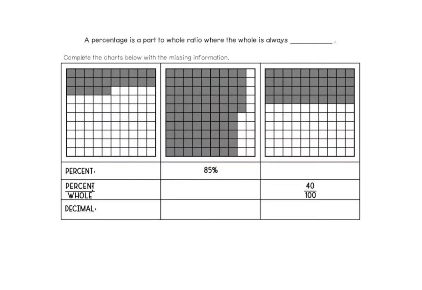In our last lesson, we were talking about these part to whole ratios. And a percentage is a part to whole ratio, but it's a unique one where that whole, or that denominator, is always 100. So we will be representing percentages as proportions or fractions or ratios, and the denominator, or the bottom number, will always be 100.